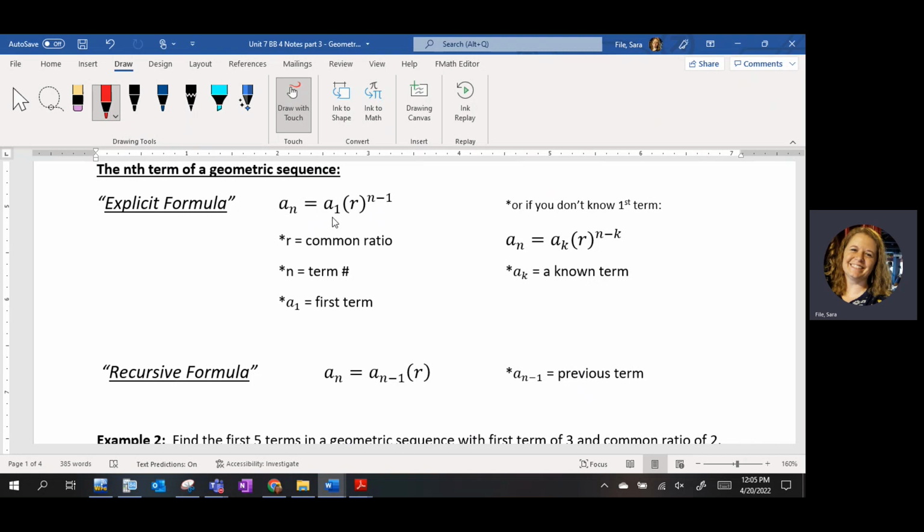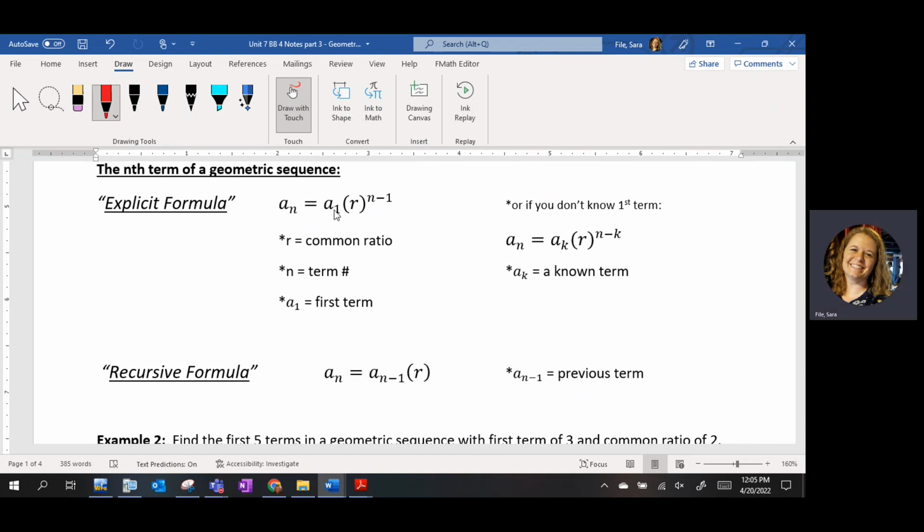Now, if you don't know the first term, the a sub 1, but you know some other term, we'll call it just a known term. We're going to call it a sub k. We could use a sub k instead of a sub 1. So you can see here, I just replaced that. But I also have to replace the 1 in the exponent with a k. Does that make sense?